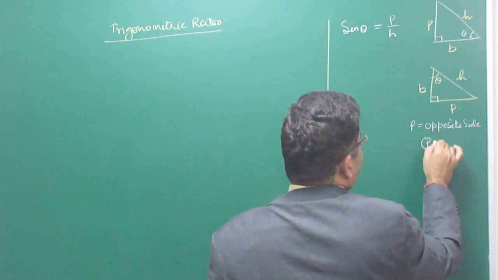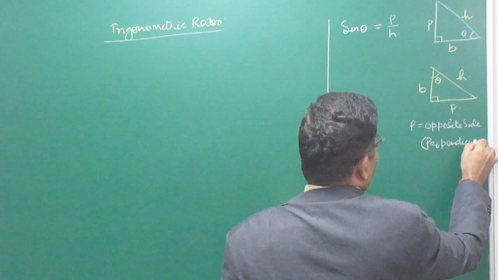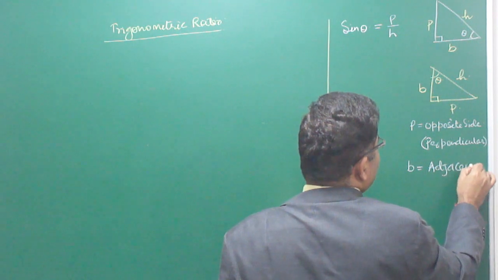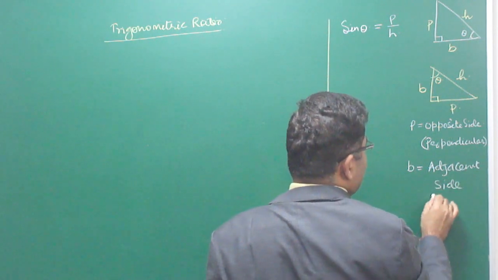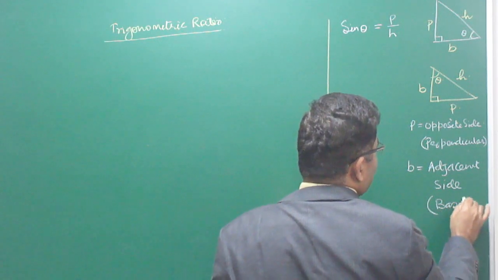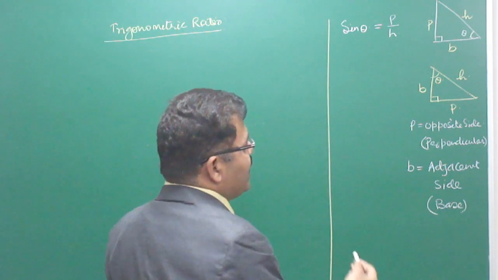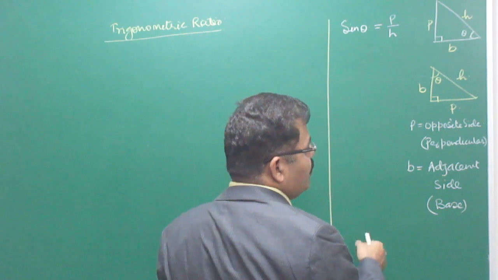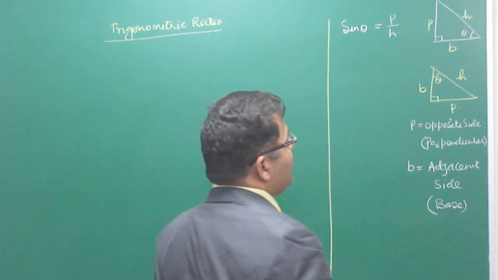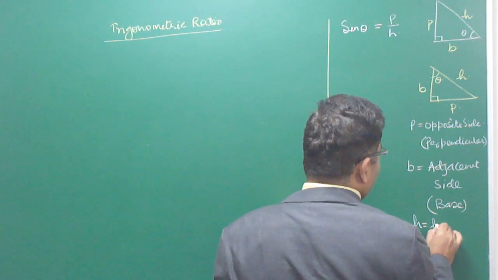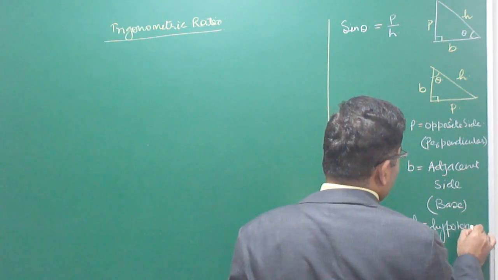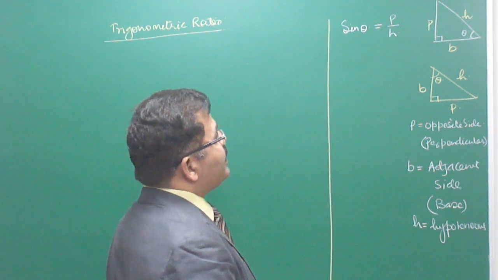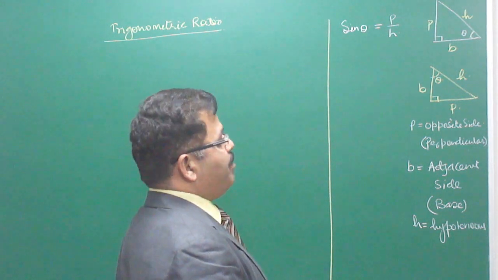P is nothing else but the opposite side. Popularly it is called perpendicular. B is the adjacent side, popularly called the base. So we have the opposite side, the perpendicular, and the base. P is the opposite side, B is the base, and H is the hypotenuse, which everybody knows is not going to change. So sine theta is P by H, and P is the opposite side, that is the perpendicular.